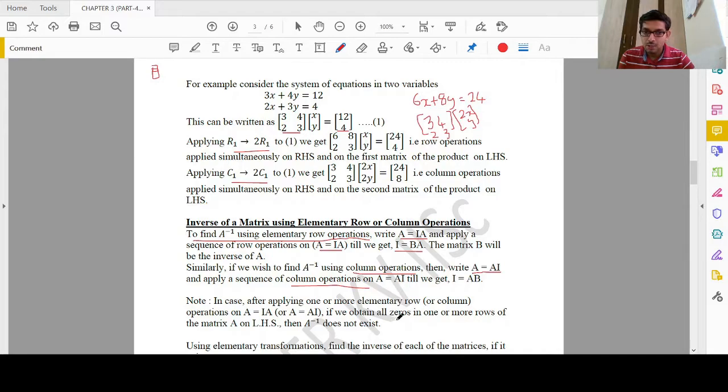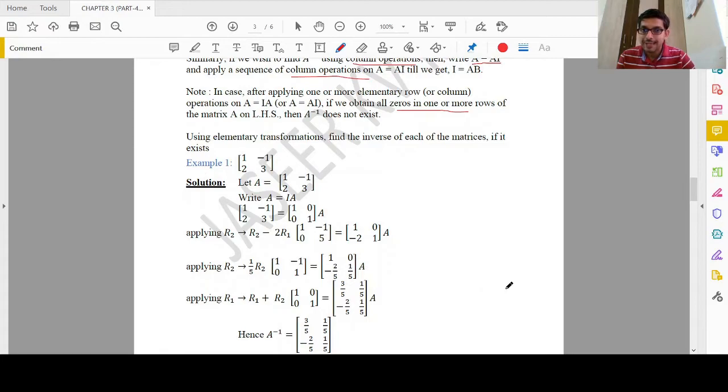AI, if we obtain all zeros in one or more rows of the matrix A, then A inverse does not exist. So that means after applying a sequence of row operations, if one complete row becomes 0, or one complete column becomes 0, then A inverse does not exist. So now let us see some examples.